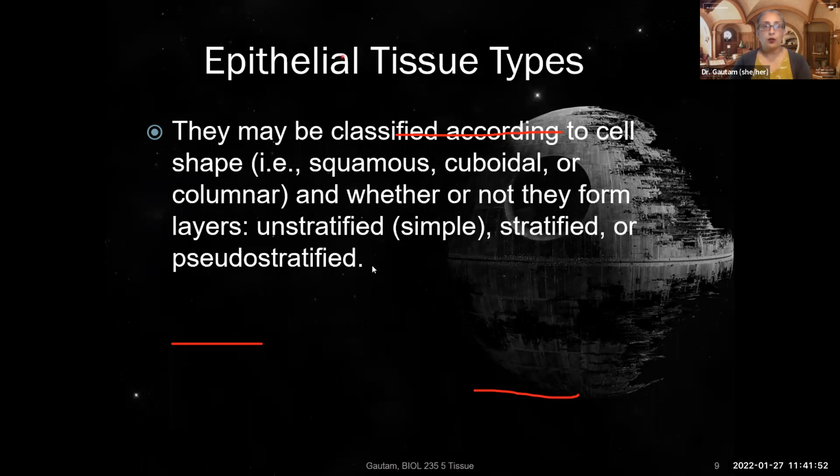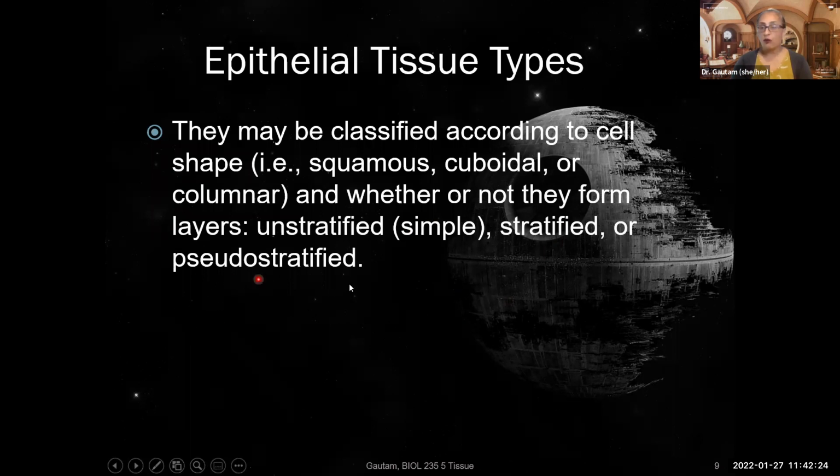So let's take a look at now how epithelial cells are classified. Okay. So they're classified based on, one, their shape, and two, how many layers of cells there are. Okay, so they're different shapes, but there are only two ways they can be layered, either single layer or multiple layers. If it's a single layer, they're called simple, and if they are multiple layers, they're called stratified.